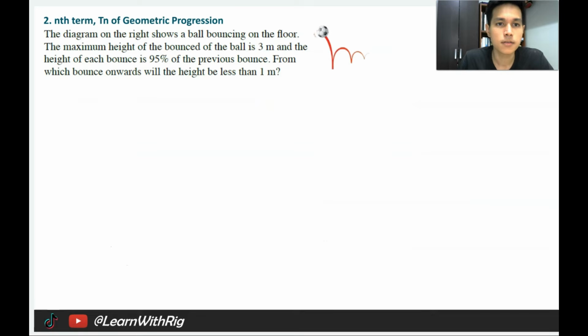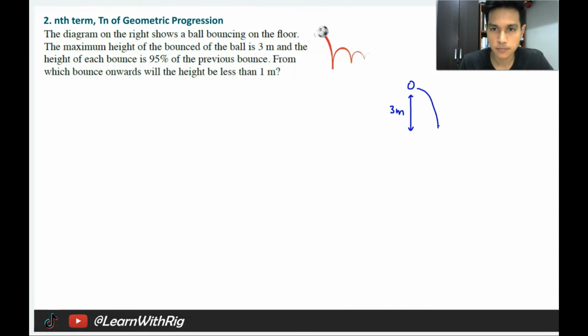Alright, next. The diagram on the right shows a ball bouncing on the floor. The maximum height of the bounce of the ball is 3 meters, and the height of each bounce is 95% of the previous bounce. From which bounce onwards will the height be less than 1 meter? So the first bounce, the highest point, is 3 meters. So this is the first term of the sequence, 3 meters.